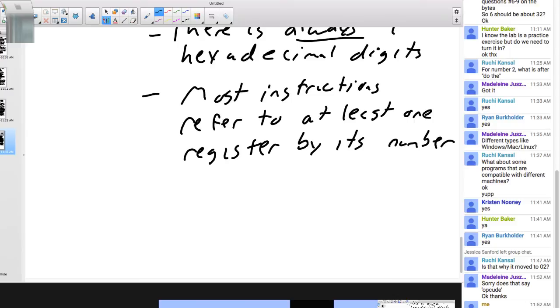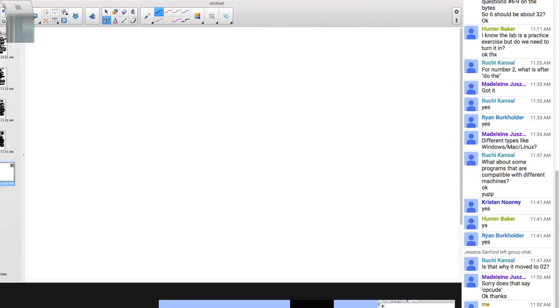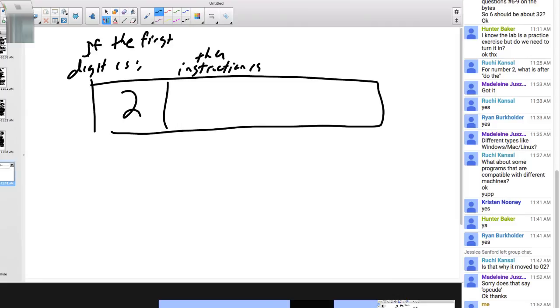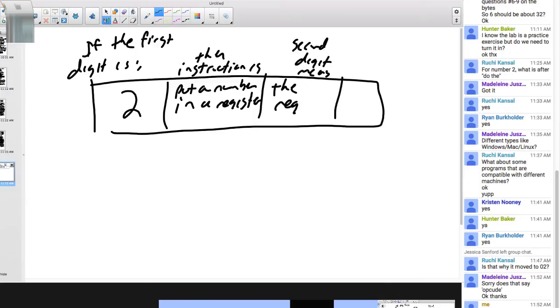So the lab walks you through defining what a bunch of instructions are, and I write it as a chart. The chart has 4 spots, and it's like, if the first digit is 2, then the instruction is put a number in a register. The second digit means the register. 3 and 4 mean the number.